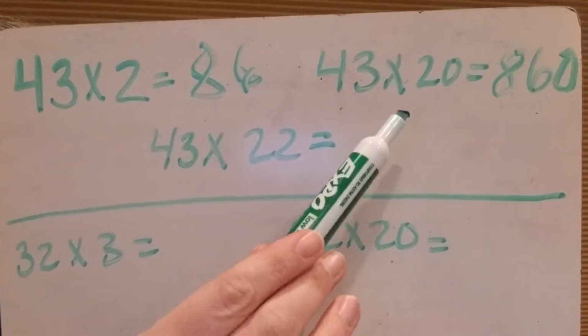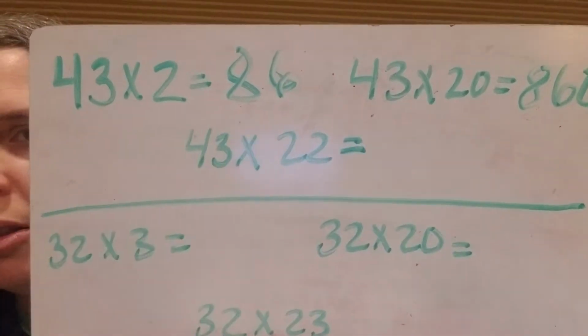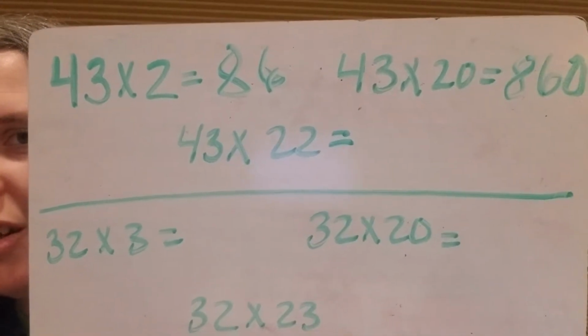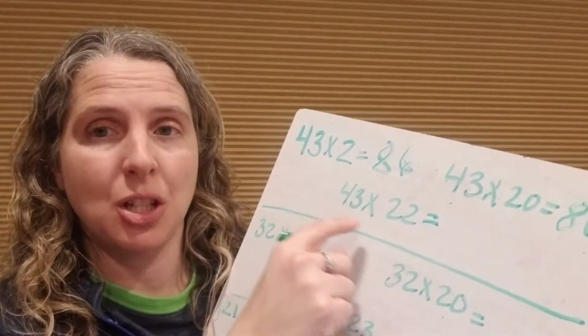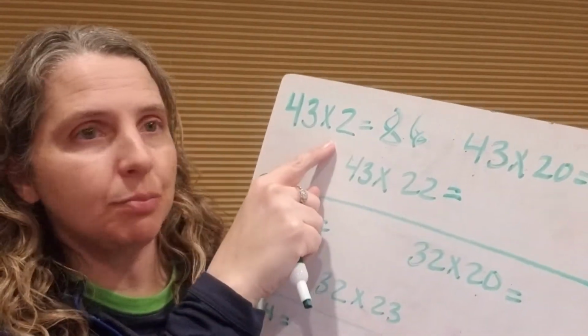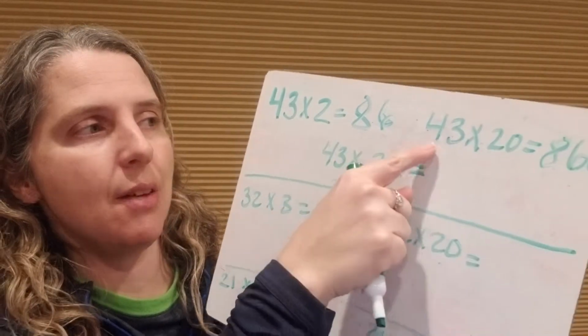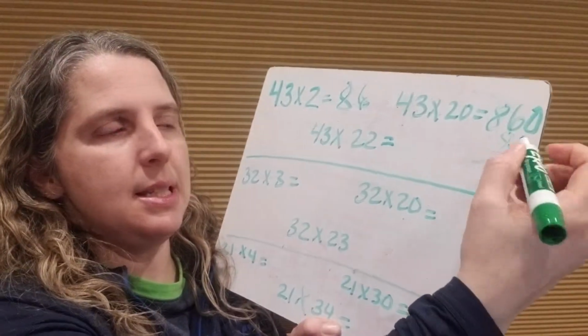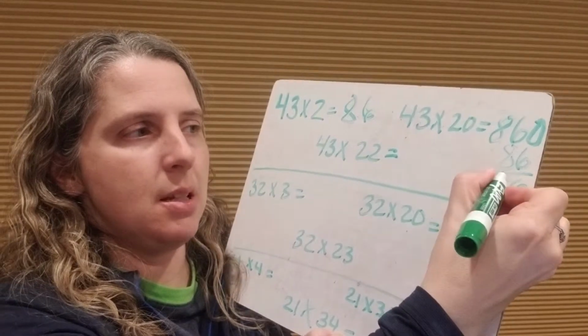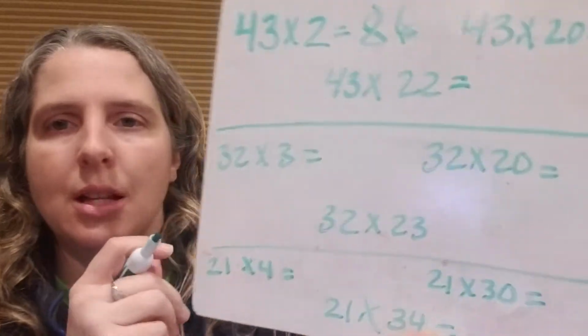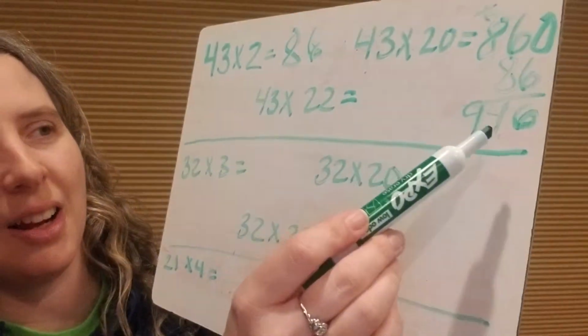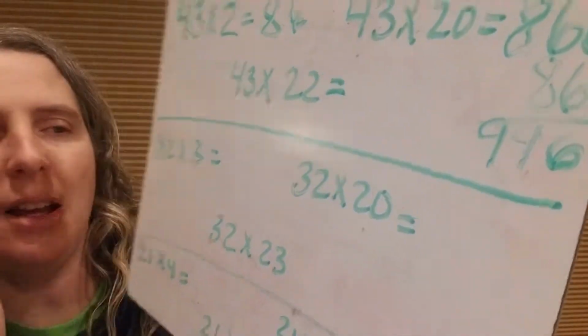All right, well, now they're doing 43 times 22. What do I need to do? All I need to do is add. I just did double-digit multiplication using partial products, 43 times 2 ones and 43 times 2 tens. And I just add them together. 0 plus 6 is 6. 8 and 6 is 14. Carry that one. 8 and 1 is 9. The answer is 946.